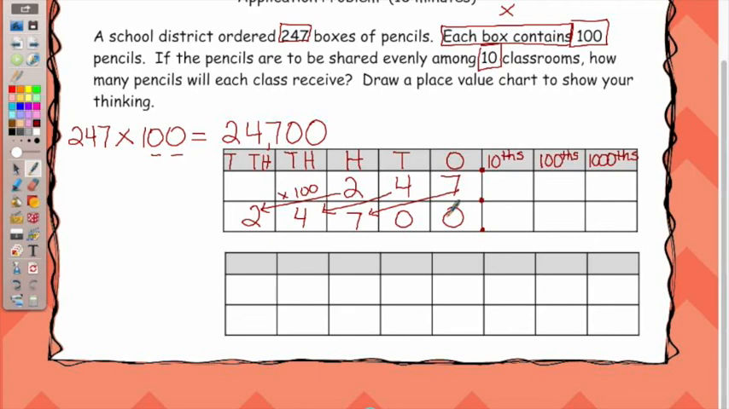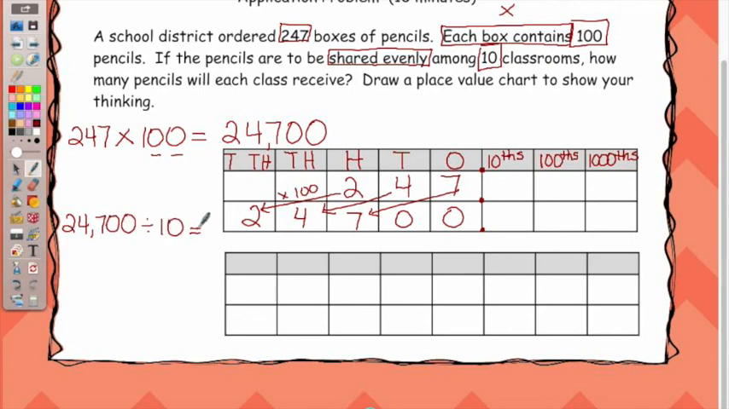If they want to share them with 10 classrooms, what word tells me what I'm going to do next? Hunter G. Well, what word tells me I'm going to divide? There's 2 words actually. Evenly and shared. Okay? When I share it, I know I'm going to share it with at least one other person. We're sharing with 10 classrooms. So what number am I dividing by 10? 24,700. Okay, divided by 10.